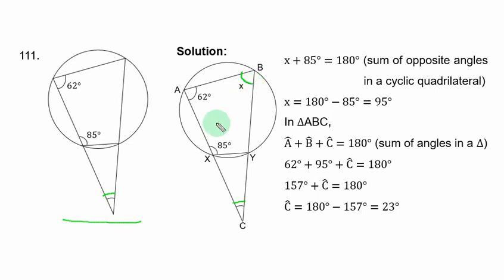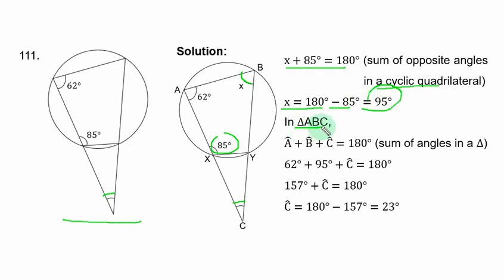and it can be obtained with the help of 85 degrees because the sum of S and 85 degrees is equal to 180 degrees. Sum of opposite angles in a cyclic quadrilateral. S becomes 180 degrees minus 85 degrees. You have it to be 95 degrees.